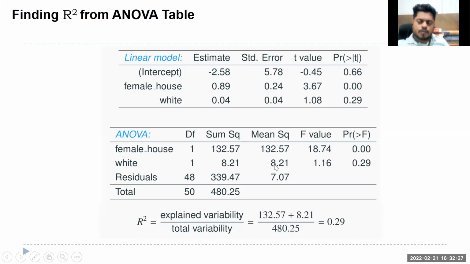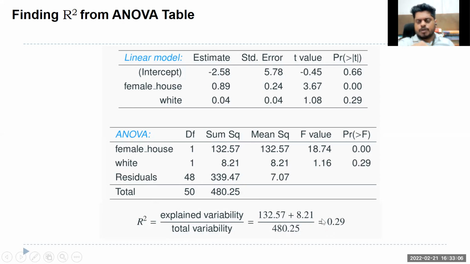Another way to do it is 1 minus the residual value, 339.47 divided by 480.27. That also will give you the same result. If I just put the formula 1 minus sum of square errors, 339.47, divided by the total sum of square, 480.25, then you'll also get a similar result. But if you go by the fundamental nature of what R square is, that is the variation explained by the model divided by the total variation. Total variation or sum of square is 480.25. Explained variation is 132.57 plus 8.21. So that will give you a value of 0.29.